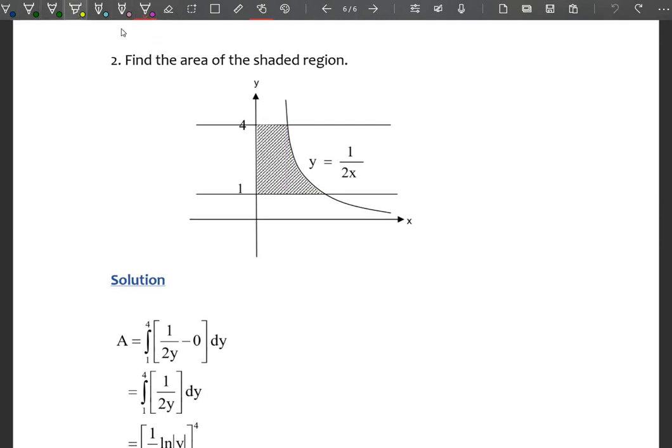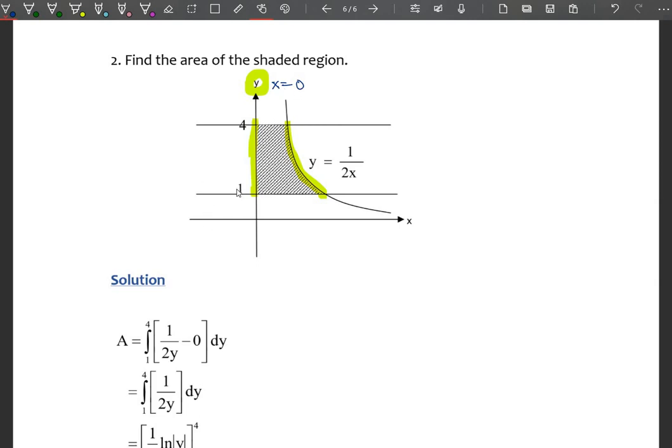Here, as you can see, the function on the right is y equal to 1 over 2x, and the function for the left one would be this, actually the y-axis, which is x equal to 0. Why is it x equal to 0? Let's say if I ask you to draw the line x equal to 0, where would it be? Here. The line of the y-axis. That's why the y-axis is x equal to 0.